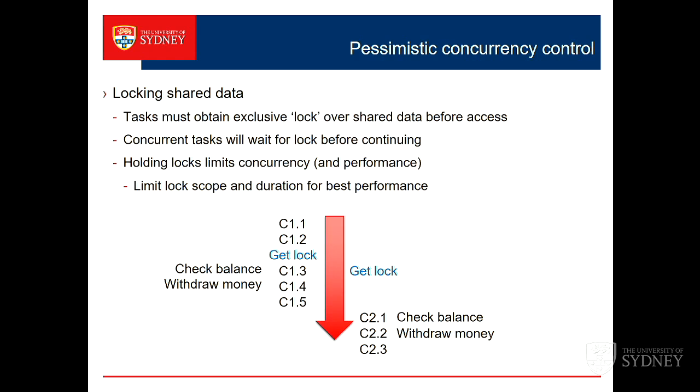So we go back to our example before, now with pessimistic concurrency control. We'll say you have some type of magic lock. We'll worry about how we implement them in a minute. And we have a rule which says before you can access the piece of shared data, you must get the lock.